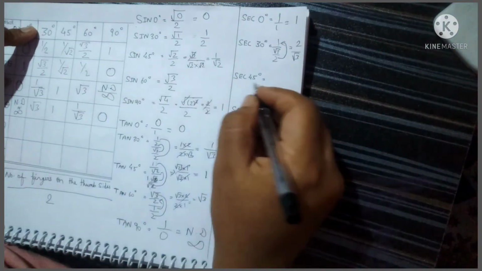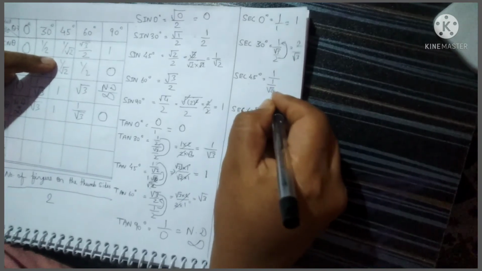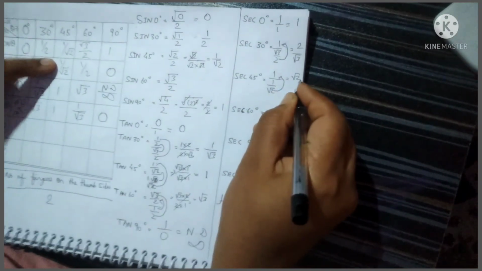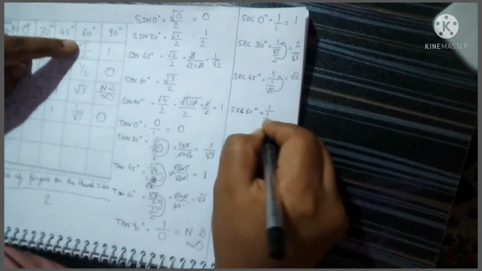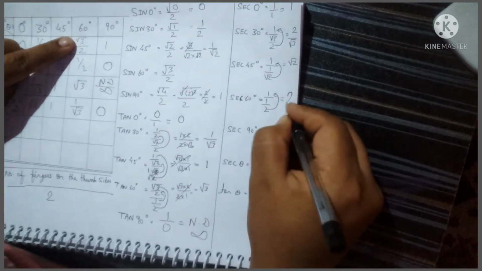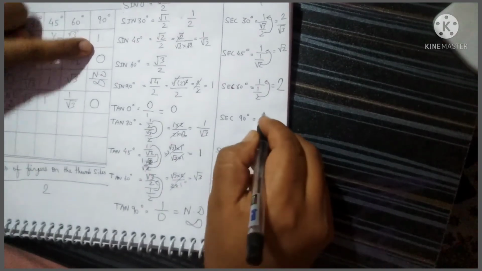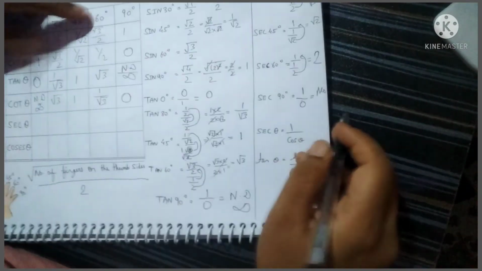Then next we will get sec 45: 1 by root 2. It will go up and it will become root 2. Then we will get the value of sec 60, 1 by 2. So we will reverse and we will get the value 2. Then next sec 90, 1 by 0. 1 by 0 means it is not defined, it becomes infinity. We will put all these values in the sec theta.